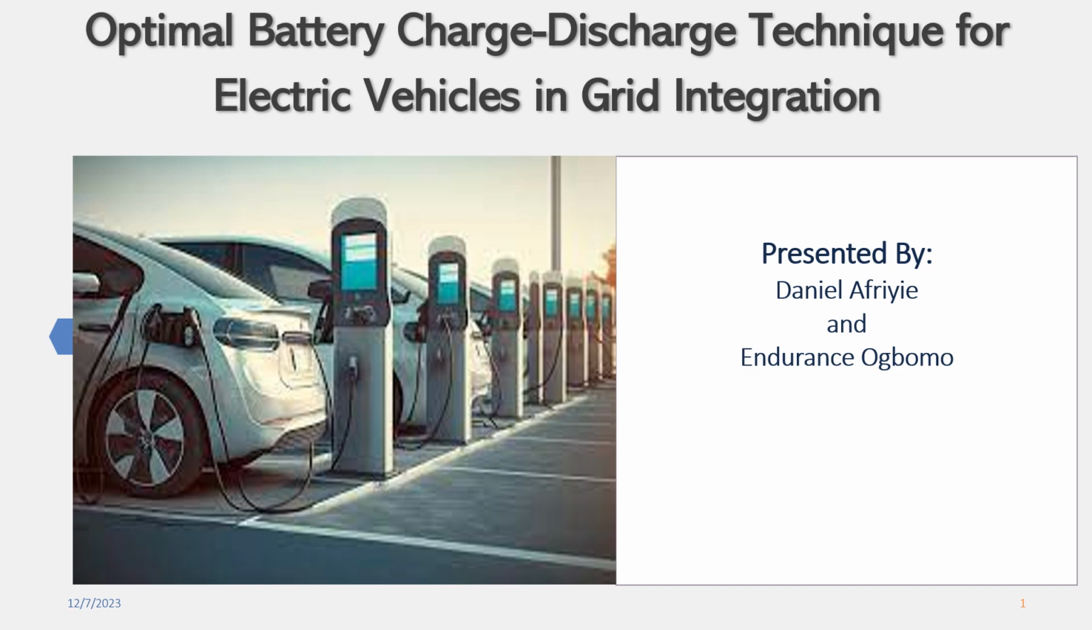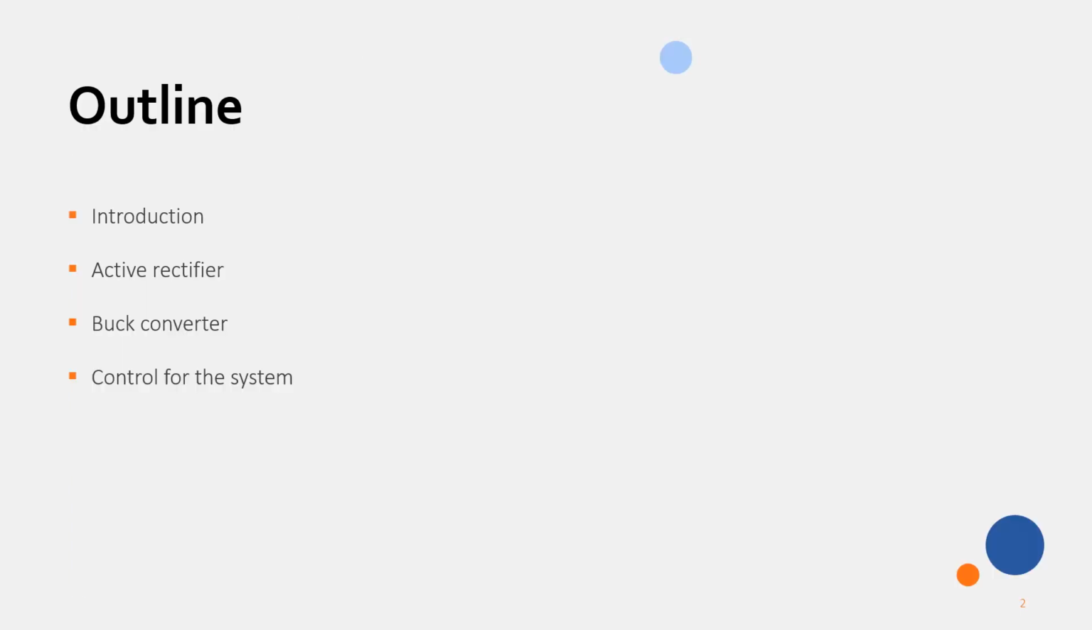Today, our team will be making a presentation on the optimal battery charge and discharge technique for electric vehicles in grid integration. This presentation is presented by Daniel and Endurance as part of this course requirement. So we're going to focus on some major aspects of this project: the introduction, the active rectifier, the buck converter, as well as the control for the system.